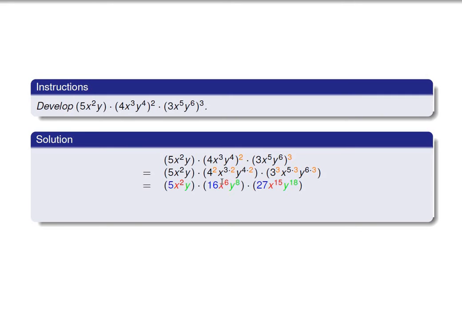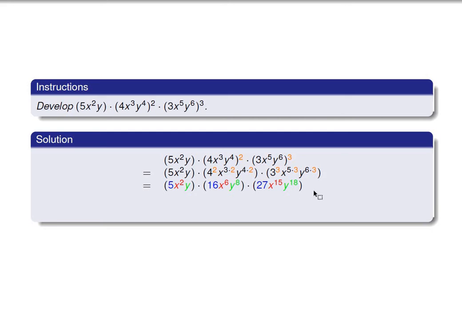If we compute those exponents, we have therefore x to the power 6, y to the power 8, x to the power 15, y to the power 18. The first term remains the same. 4 to the power 2 becomes 16, and 3 to the power 3 is 27. And now we want to compute those three terms together.